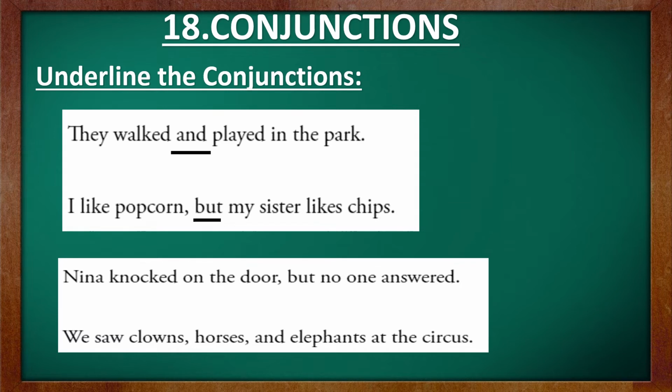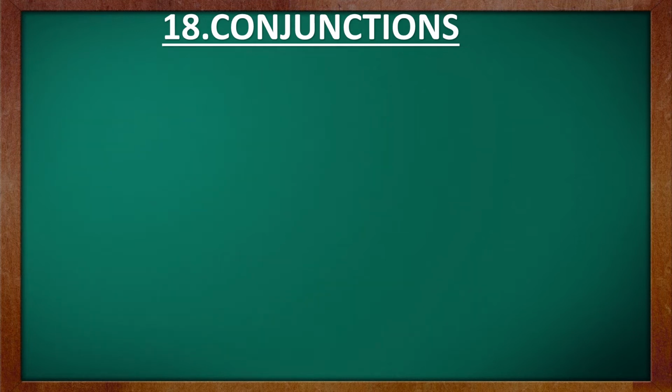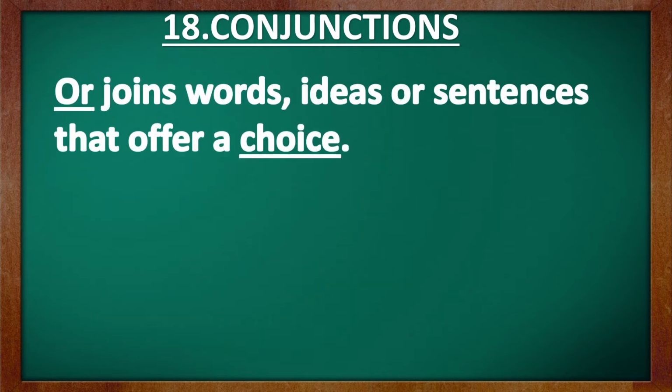Nina knocked on the door but no one answered. Here two different sentences are joined with the help of but. We saw clowns, horses and elephants at the circus. And is the conjunction. Now let us understand the conjunction or. Or joins words, ideas or sentences that offer a choice.